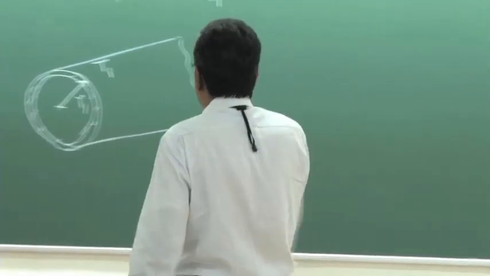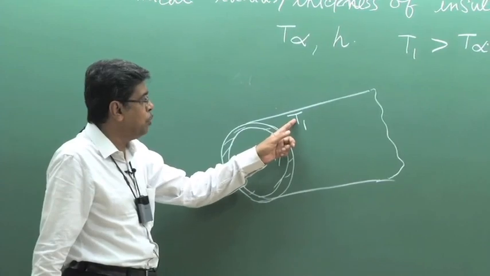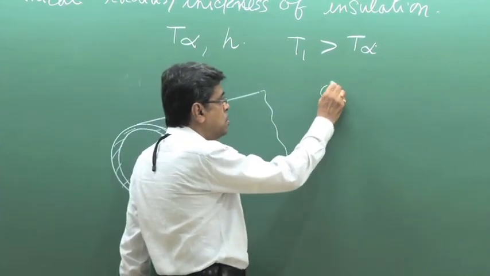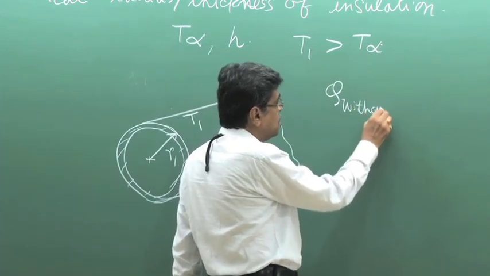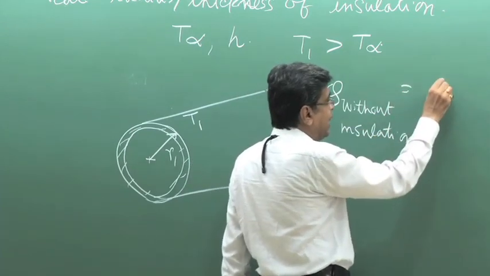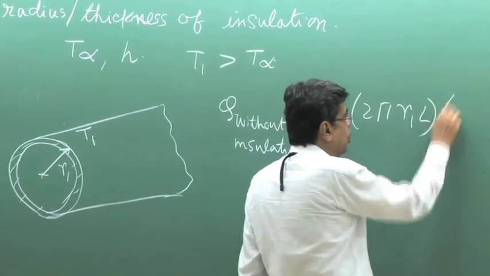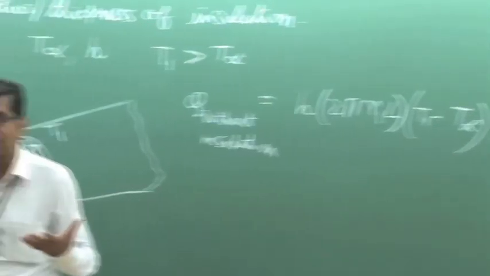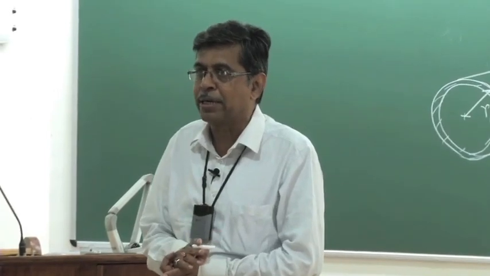Now the question comes: if we do not put insulation, what is the heat loss from the outer surface? Q without insulation equals H into area, 2 pi R1 L, into T1 minus T infinity. Now I want to reduce this heat loss. Common sense tells that you add insulating material, that means material of lower thermal conductivity.